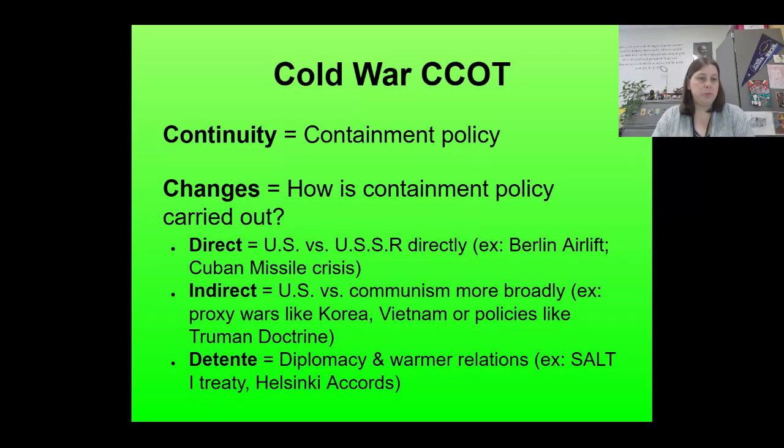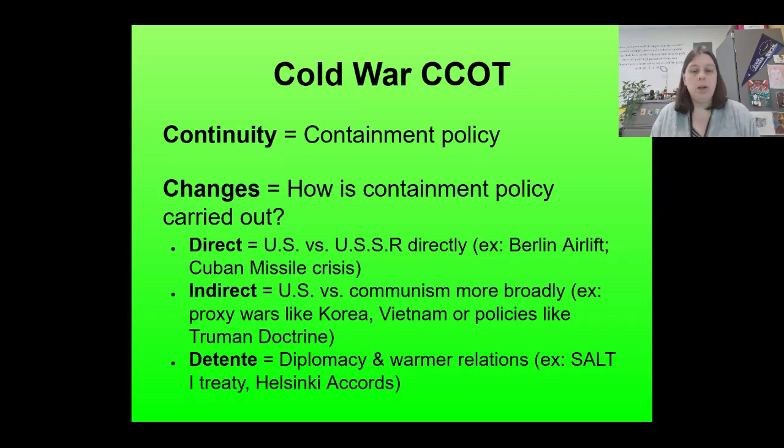Most famous and most specific proxy wars are the Korean War and then the Vietnam War, which we'll talk about in more depth in just a few slides here. But you can also point to things like the Truman Doctrine, which was President Truman in 1947 basically saying that the United States will provide aid and support to any country that needs it to resist a nascent communist uprising in their country. So that could also be potentially seen as indirect conflict. It's sort of a statement of policy.